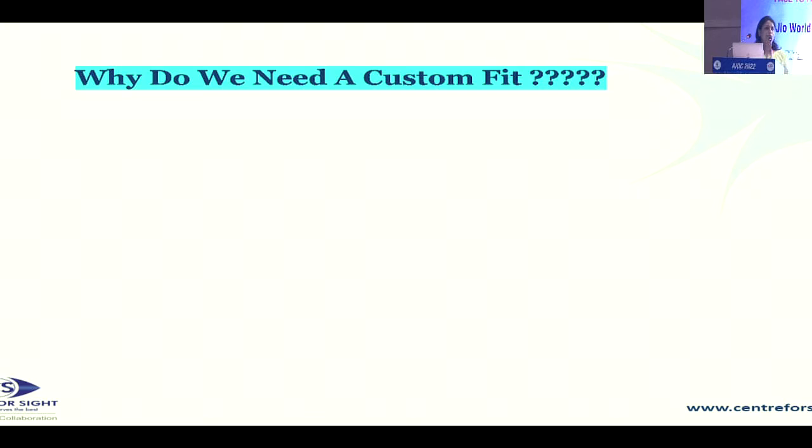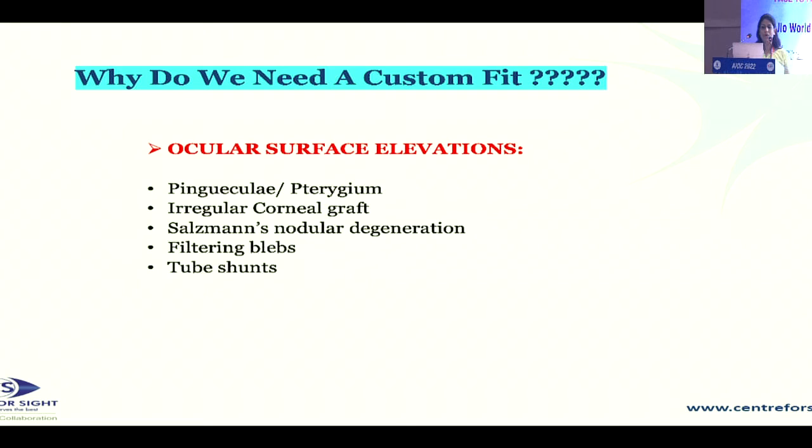So we need a custom fit. I just wanted to tell you why I need a custom fit for my patients. Because when you see an ocular surface disease patient, you won't find a normal ocular surface. We will find ocular surface elevation in the form of pinguecula, pterygium, irregular corneal grafts, Salzmann nodular degeneration, and other nodular degenerations as well. Post-surgical patients have filtering blebs, tube shunts.